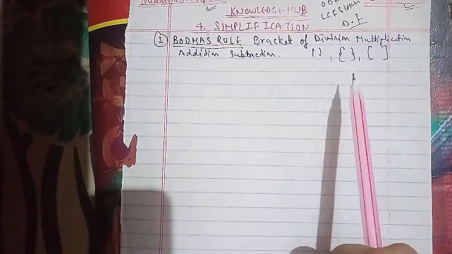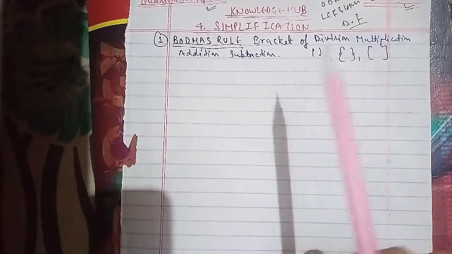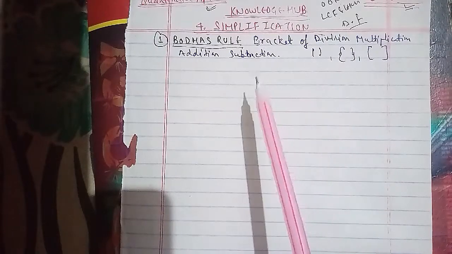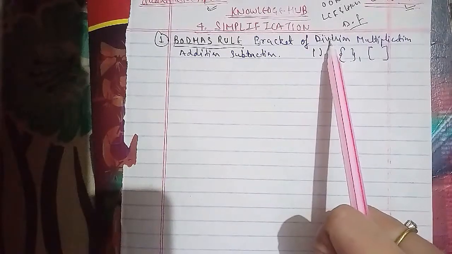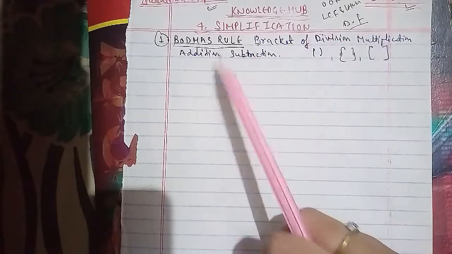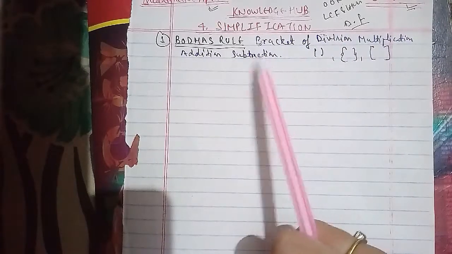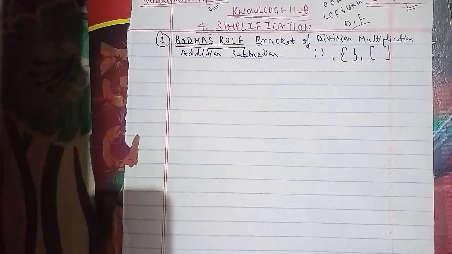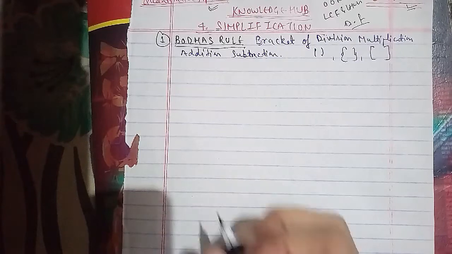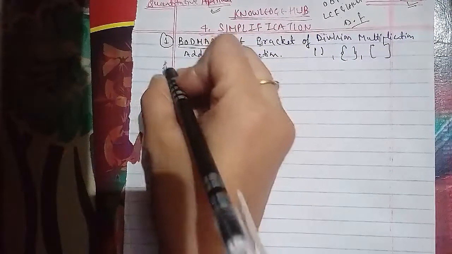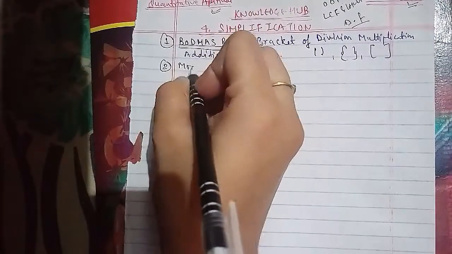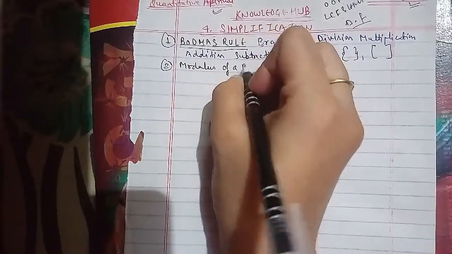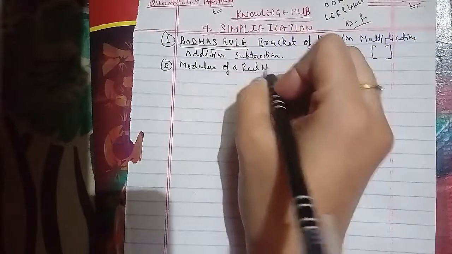After removing the brackets, we must follow the following operations strictly in that order: of, division, multiplication, addition and subtraction. After that, the second concept that we have to know before starting with the simplification topic is the modulus of a real number.